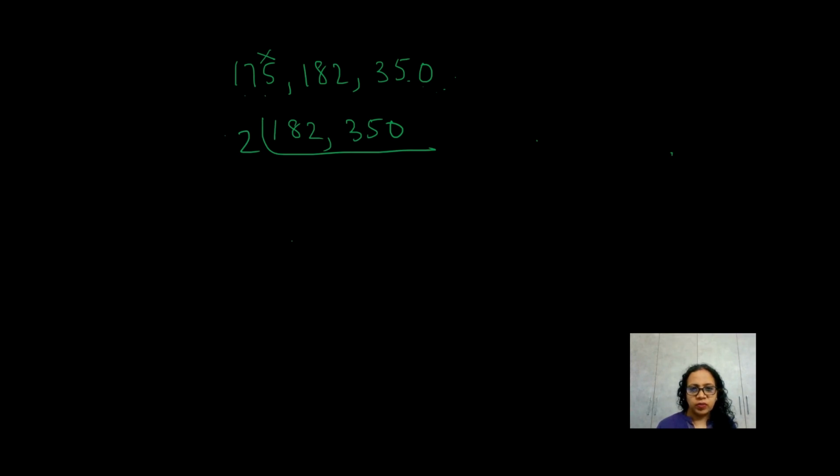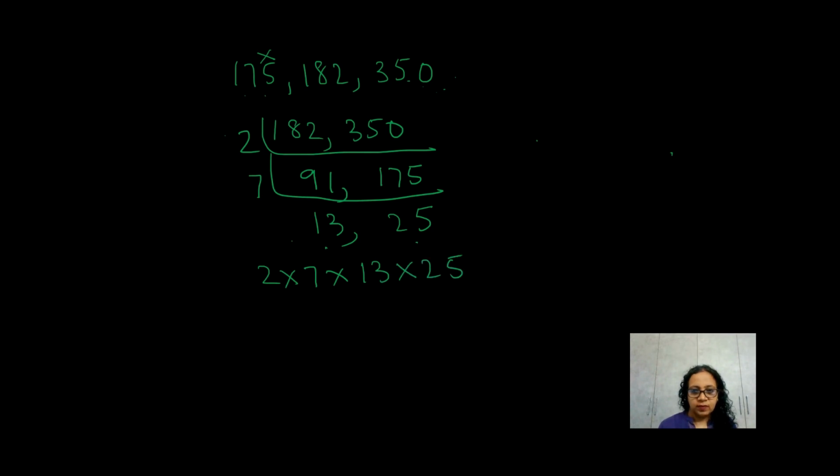We have to go with the highest common factor. Now the common factor is 7. Now between 13 and 25, there are no common factors. So 2 into 7 into 13 into 25 will give you 4,550. We have got the same answer, but with a very few number of steps.